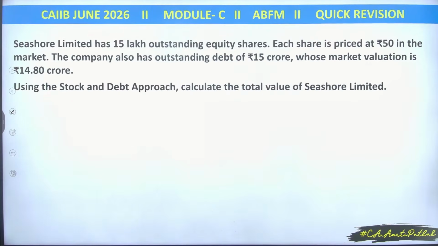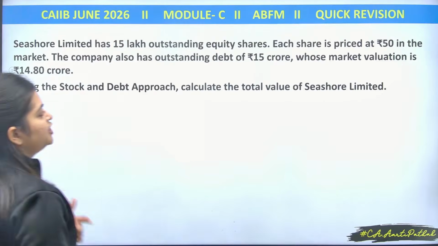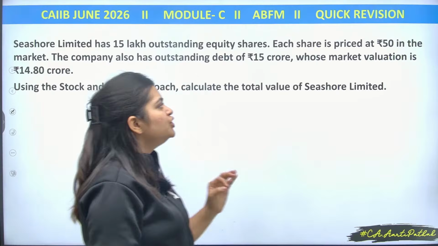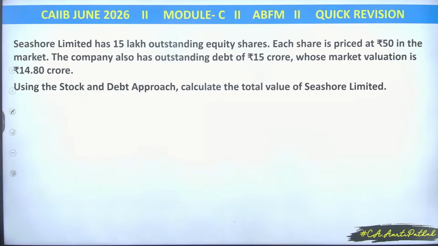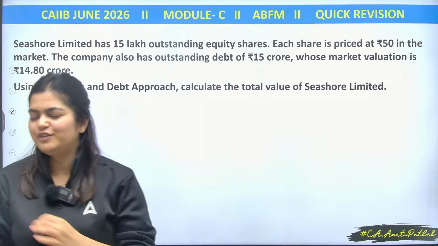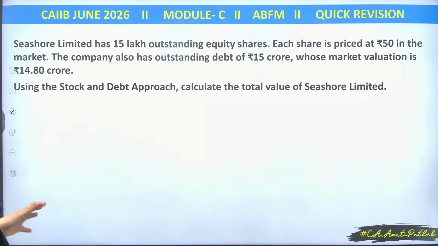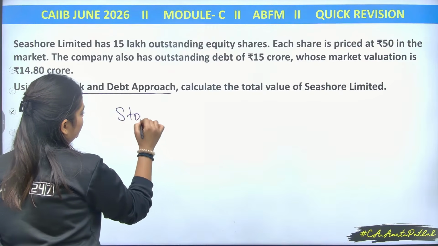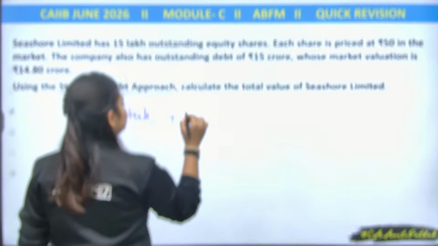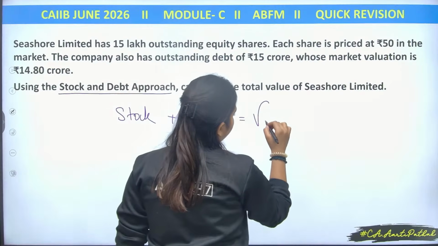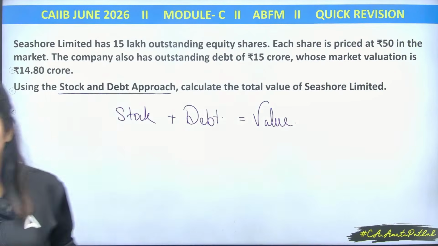Next question. She Sure Limited has 15 lakh outstanding equity shares. Each share is priced at 50 in the market. The company also has outstanding debt of 15 crores, whose market valuation is 14.80 crores. Using the stock and debt approach, calculate the total value of She Sure Limited, one of the very easy methods in your valuation chapter. When we talk about the stock and debt approach, you need to identify all your stock market values, plus just add all your debt values. That will give you the value of your company. One of the easiest methods in your book, especially in module C.